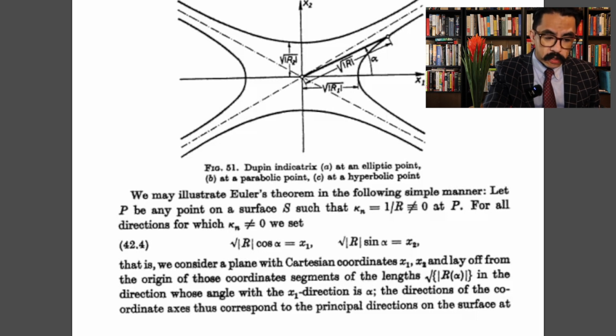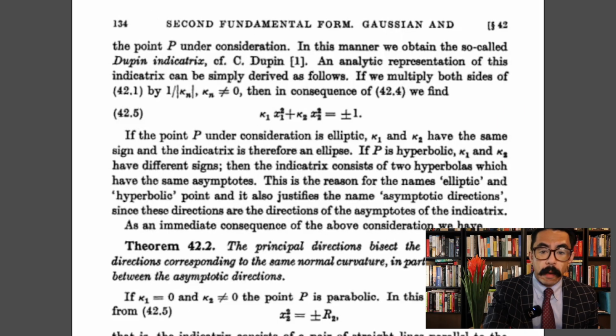Let P be any point on a surface S, such that κₙ is equal to 1 over R, which is not equivalent to 0 at P. For all directions for which κₙ is non-zero, we set the square root of the magnitude of R times cos α equal to x₁, and similarly the square root of the magnitude of R times sin α equal to x₂. That is, we consider a plane with Cartesian coordinates x₁ and x₂ and lay off from the origin of those coordinates segments of the length, the square root of the magnitude of R of α, in the direction whose angle with the x₁ direction is α. The directions of the coordinate axes thus correspond to the principal directions on the surface at the point P under consideration. In this manner, we obtain the so-called Dupin indicatrix.